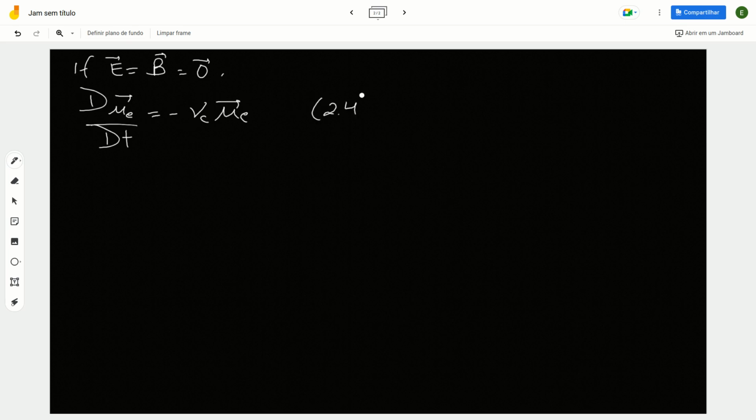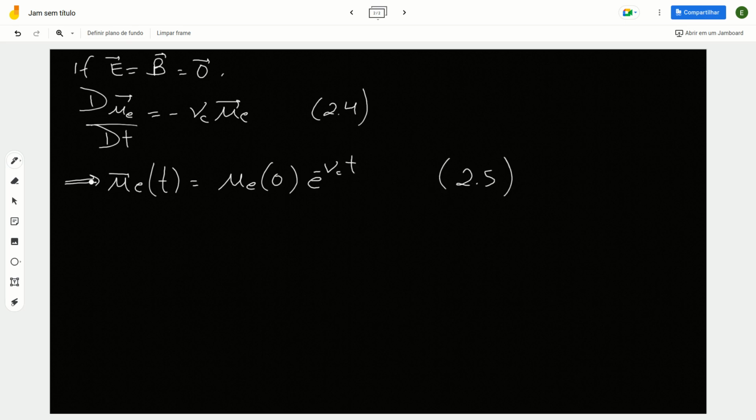This is an easy to solve equation. It's a linear equation. The solution is this one. It's just integrated and you end up with this. So we have the initial velocity, and it decays exponentially with time based on this decay rate given by the frequency of collisions. So the collision of electrons with neutral particles will decrease your electron velocity exponentially.